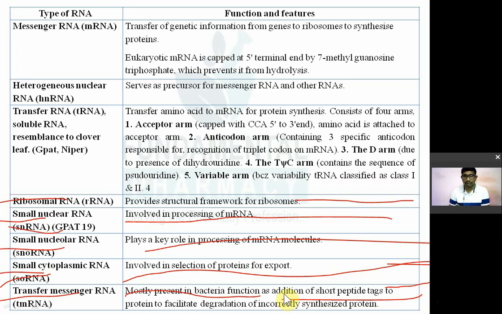What is the function? Transfer of genetic information from genes to ribosome to synthesize the protein. Heterogeneous nuclear RNA, HnRNA, you have seen this already. We have seen this as it is given in the Satyanarayana.